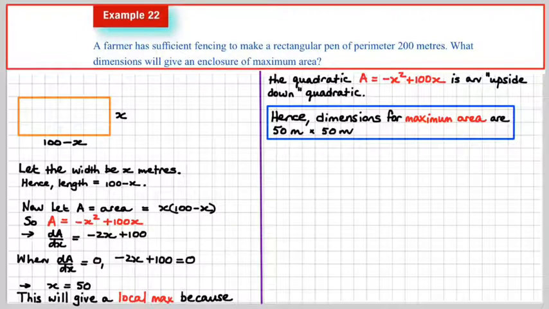Hence, the dimensions for maximum area would be length 50, width 50, or vice versa. It doesn't matter. You don't need to label them because they're the same thing. Length 50, width 50, or width 50, length 50. They're the dimensions, and that's what you get. You don't need to work out the maximum area, so don't work it out, because if you then get it wrong, they might take a mark off you. You see? You be careful. That was a great question, wasn't it?